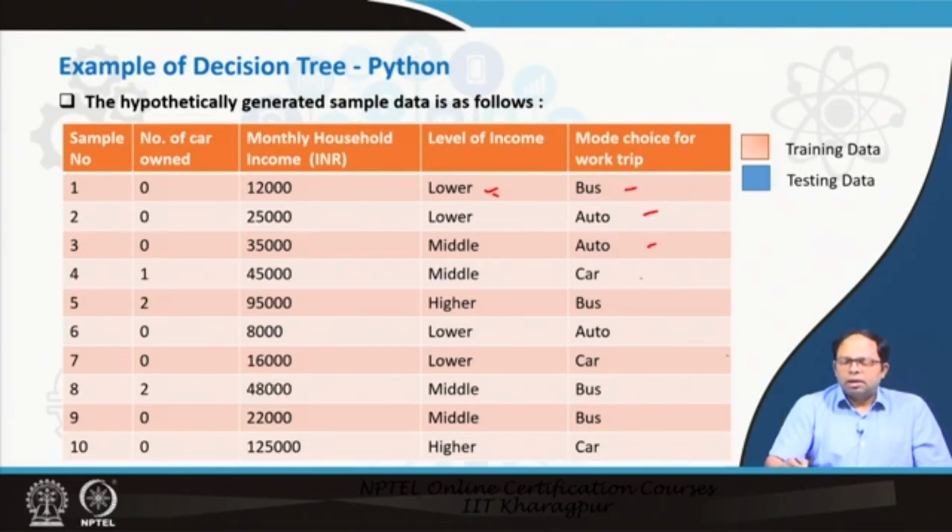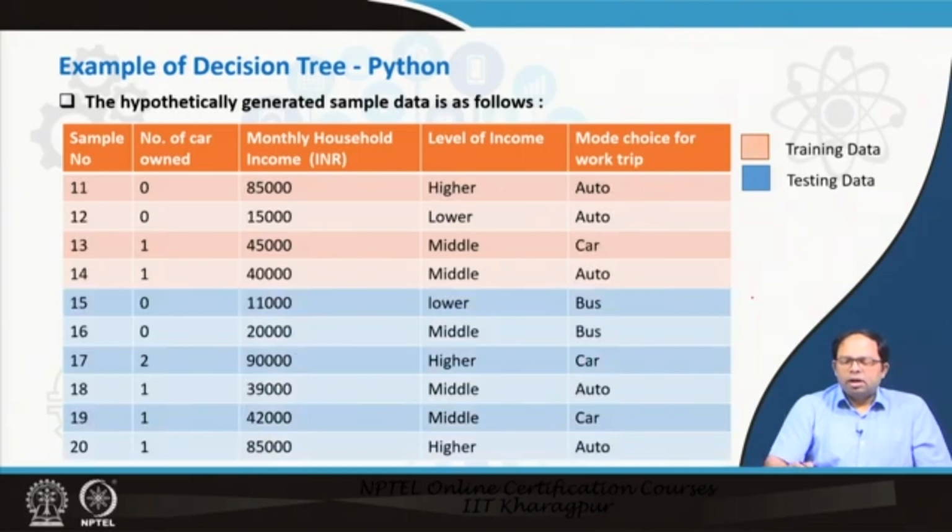So, this color is training data, and then we have got testing data. We have a very limited data set of only 20 samples. You can always test this code using some more samples. So, we can use both qualitative data as well as quantitative data in this particular analysis.